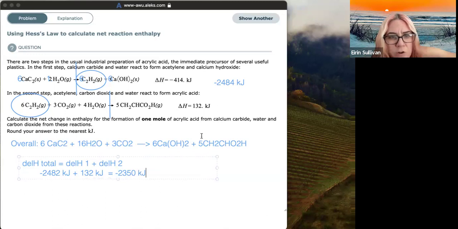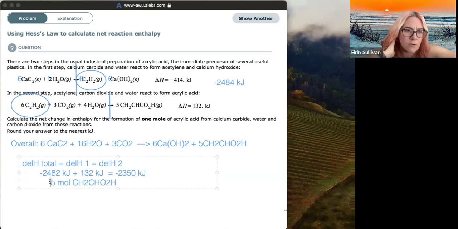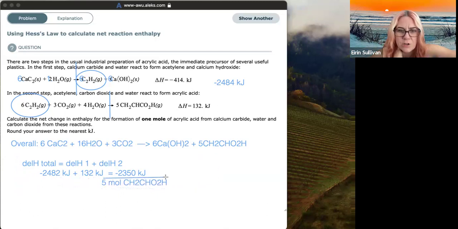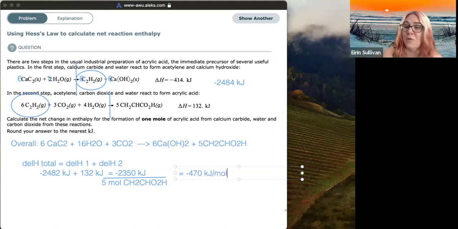And we are asked for the formation of 1 mole of acrylic acid. Now we have formed, if we look at our balanced equation, 5 moles of acrylic acid, CH2CHCO2H. So I'm going to remind myself of that by just writing the per 5 moles of acrylic acid writing out in full on the bottom. So I've actually got to divide this through, in this case, by 5 moles. That won't always be the case. It's going to depend. You might only end up with one mole of product. I don't know. So that is minus 470 kilojoules for every 1 mole of acrylic acid.